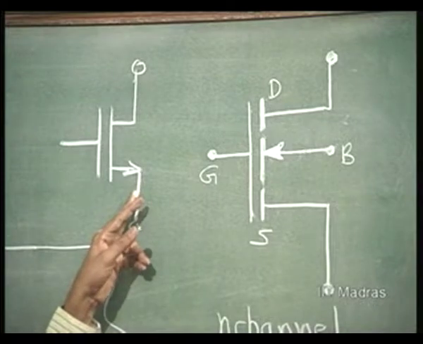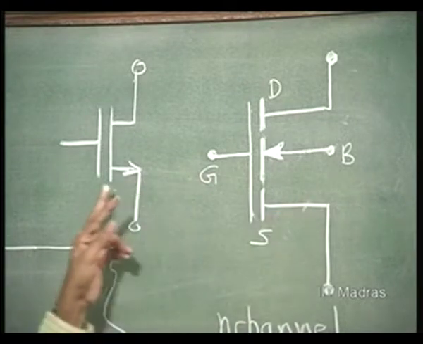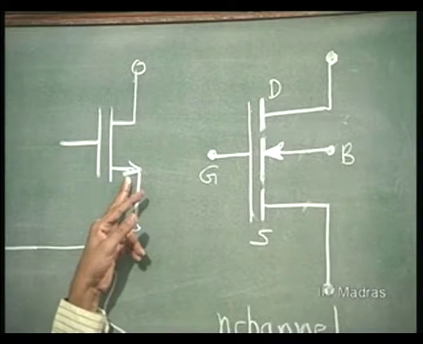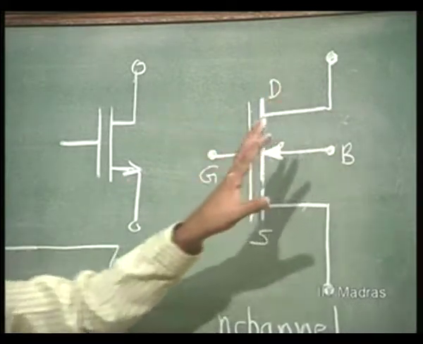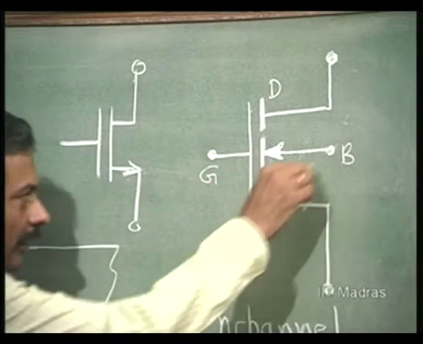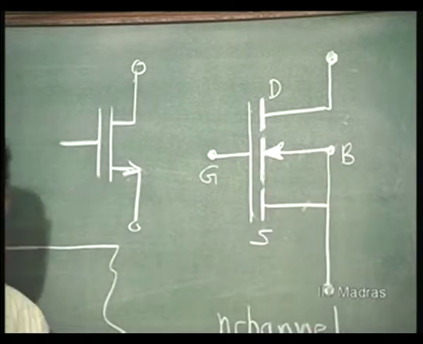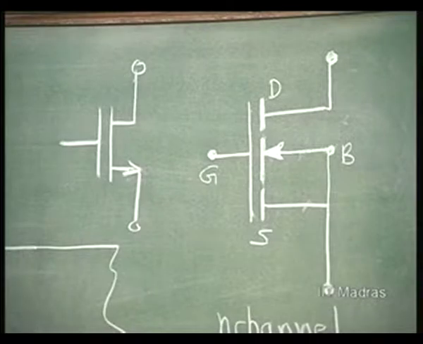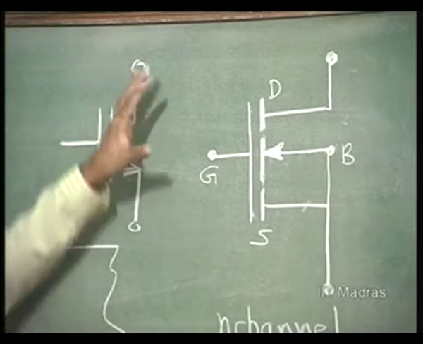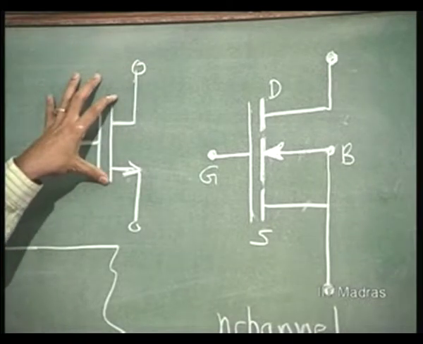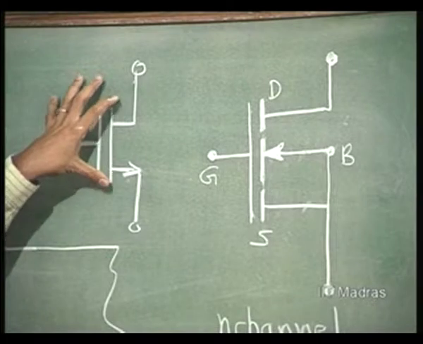So, this is the source end. Indicate the current direction at the source end. All this business about substrate is forgotten there. It is assumed that the substrate is connected to the source, and you are shorting this. So, with the resultant effect, this is the simplified symbol for a MOSFET, which is now universally adopted.